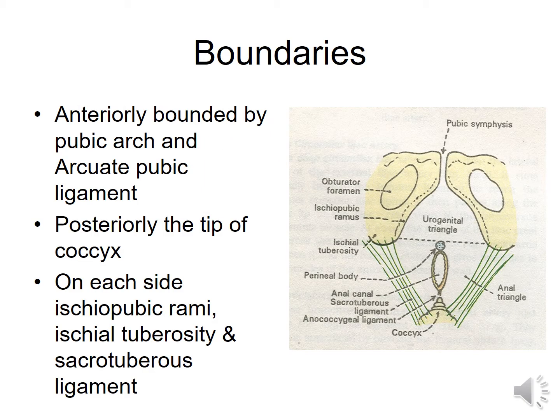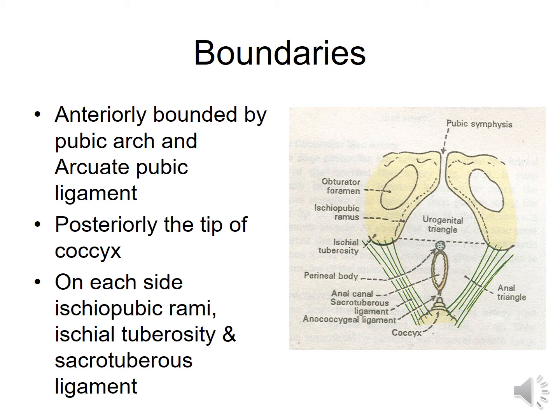So, what are the boundaries of perineum? They are actually the same boundaries as we have in case of pelvic outlet. Anteriorly, the bony boundary is the pubic arch and arcuate pubic ligament. Posteriorly, we have coccyx. And on each side, because it is a rhomboid, we have ischiopubic rami and ischial tuberosity. And posteriorly, we have the green colored structure shown in the diagram, that is the sacrotuberous ligament, which extends from sacrum to the ischial tuberosity. So these are the boundaries of rhomboid space, that is the perineum.